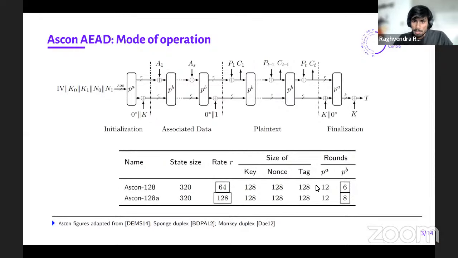It consists of 4 phases: initialization, associated data processing, encryption, and finalization. During the initialization and finalization phases, the ASCON round function P with A rounds is used to permute the state, while during associated data processing and encryption, the same round function with B rounds is used. Now there are 2 variants of ASCON, ASCON-128 and ASCON-128a. The only difference is in the rate value R and the number of rounds B.